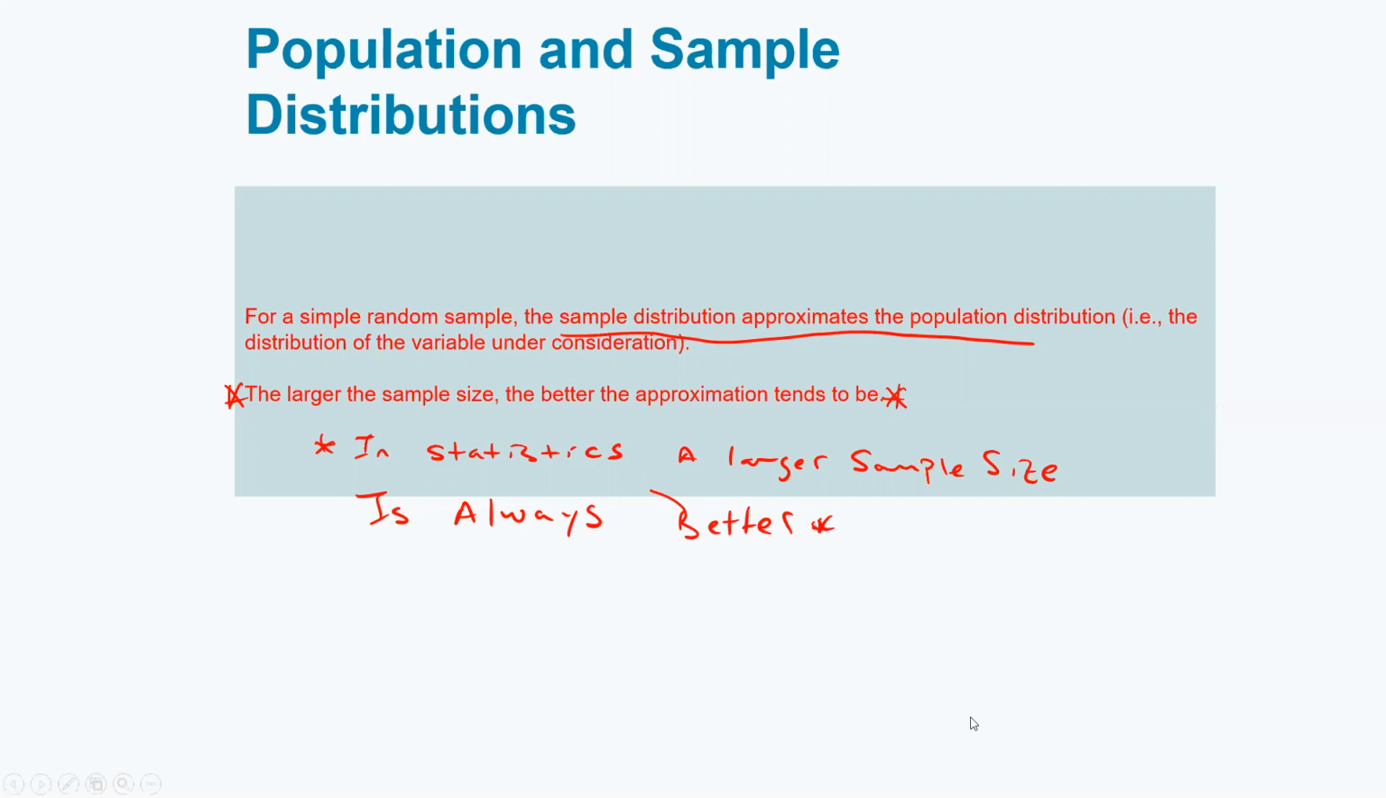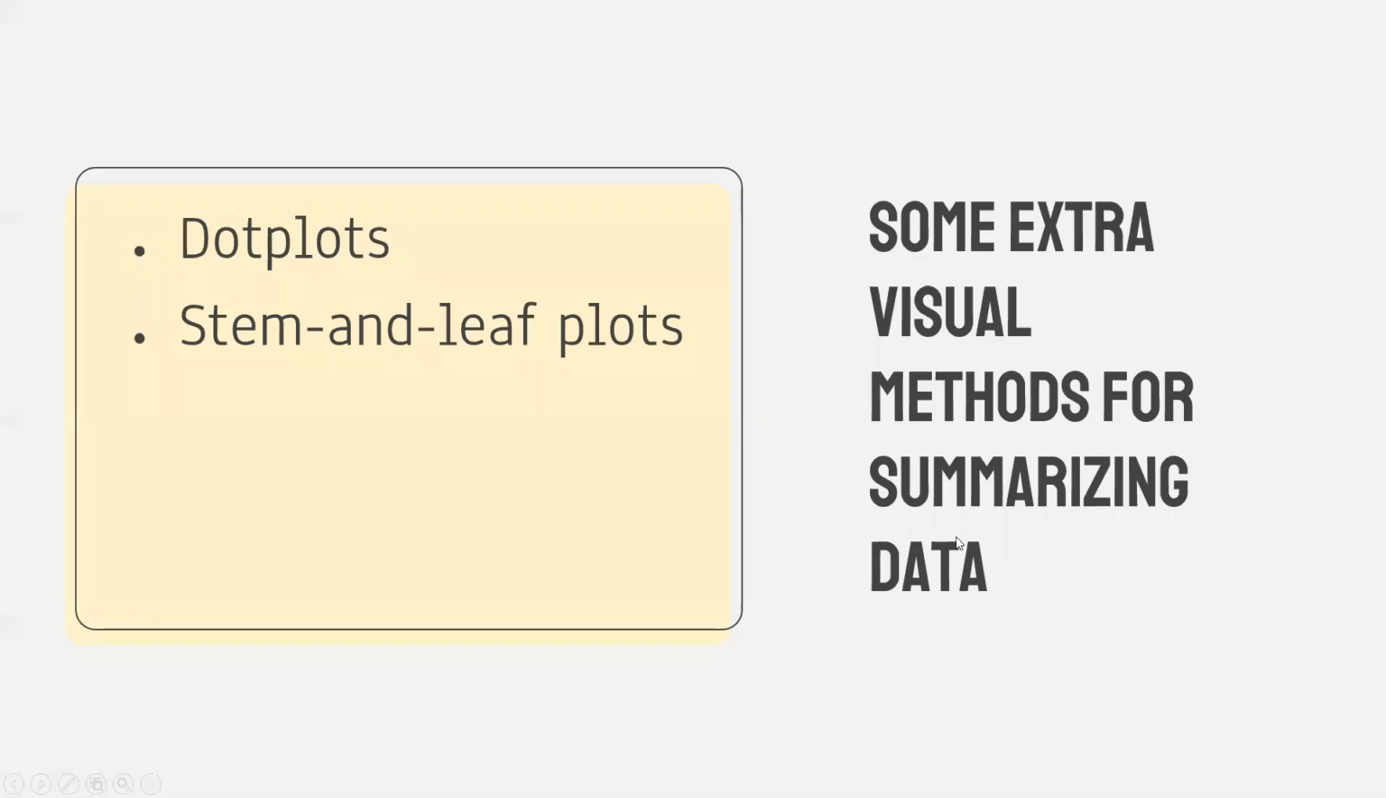Okay. I've got 15 minutes left, so I really just want to quickly end class by talking about two extra ways, and it'll be real quick, of summarizing a data set. One is called a dot plot, and one is called a stem and leaf plot. Just like a histogram, it's just another way to visually represent a data set.